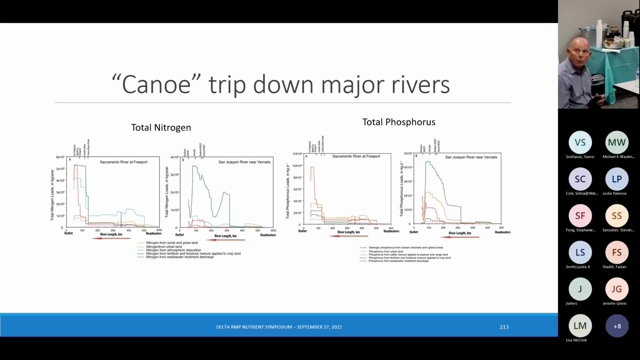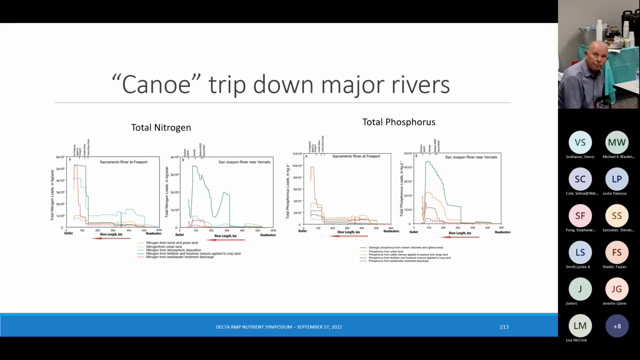Looking at the San Joaquin, for example, it starts out with atmospheric deposition. Then we head into the valley, and that straight line up is from fertilizer. Then that downward part there is from a water diversion. I forgot where that water diversion happens. And then things start to build up again in the San Joaquin Valley until we get to the Delta.